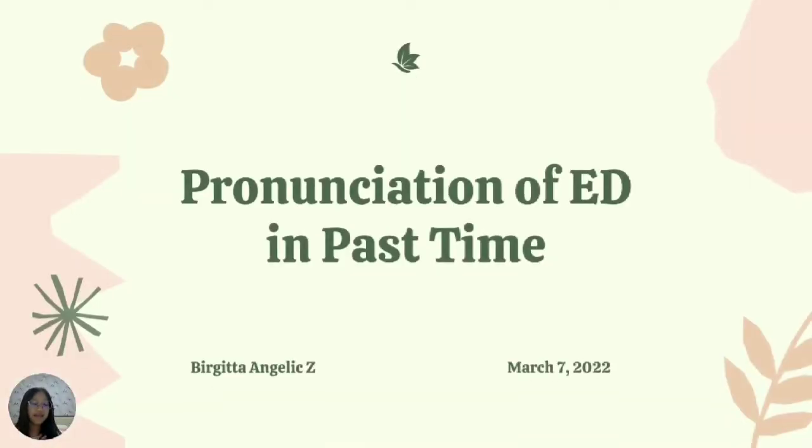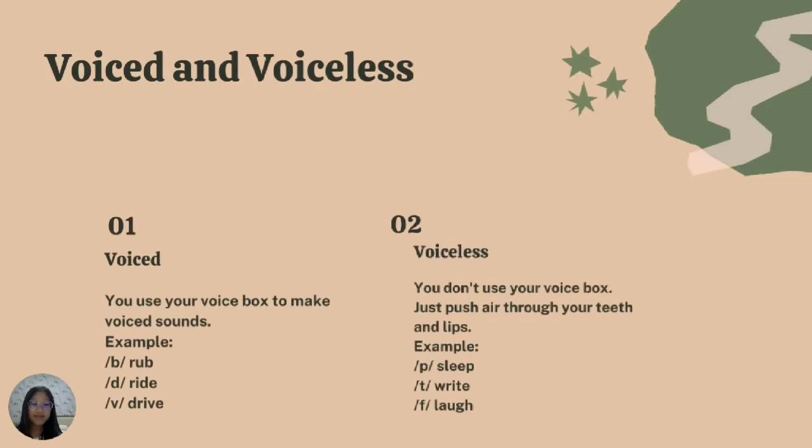Hello everybody, my name is Birgitta Angelique Zandra, and today I will be presenting about the pronunciation of ed in past tense. Before we learn about the pronunciation of ed in past tense, we need to learn about voiced and voiceless. What is voiced and voiceless? First, we're going to find out what is voiced. You use your voice box to make voiced sounds. For example, the sound b comes from your voice box, like rub, ride, and drive.